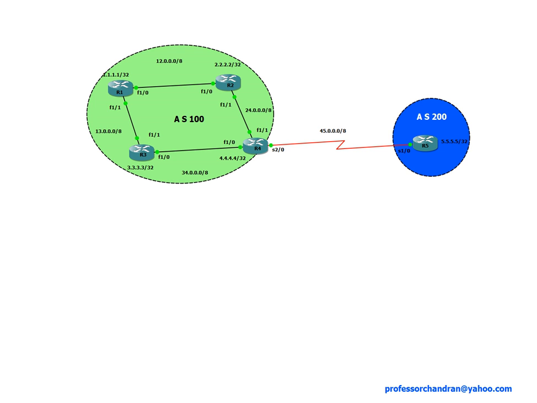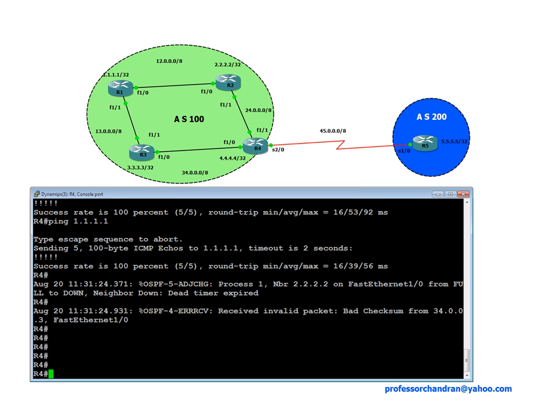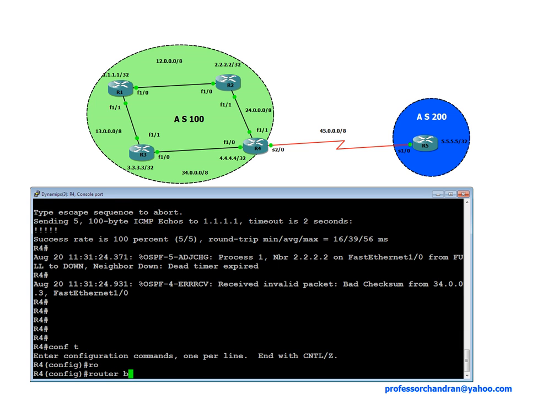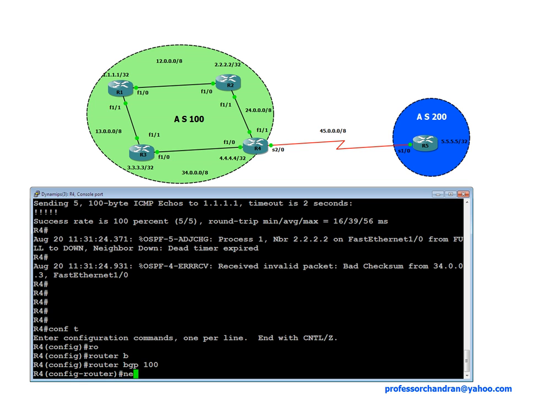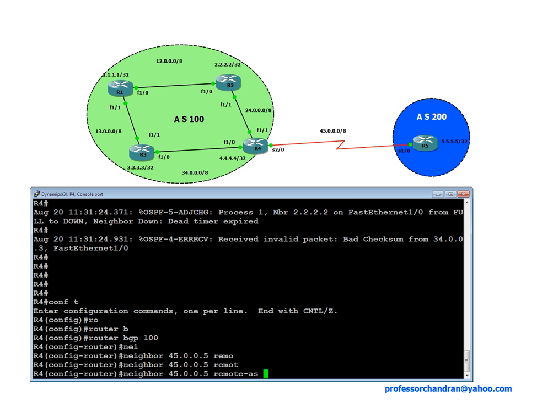Alright. Now let us first do eBGP between router 4 and router 5. Let me go to router 4. We know about BGP: unless you say someone is a neighbor, it won't form a neighbor. Router BGP 100, neighbor command. Neighbor is 45.0.0.5, remote AS is 200.